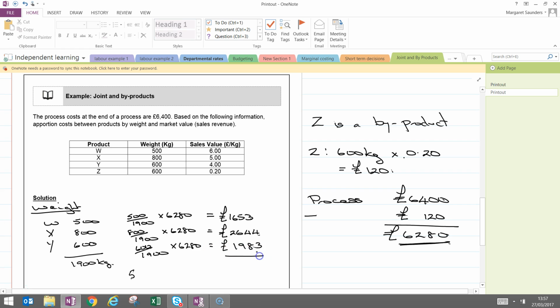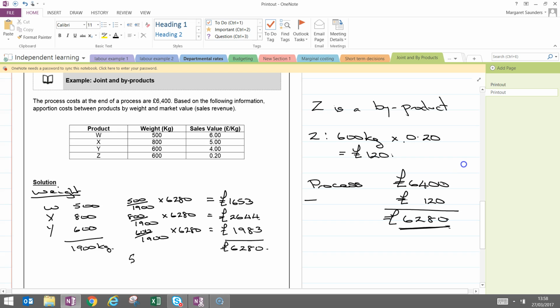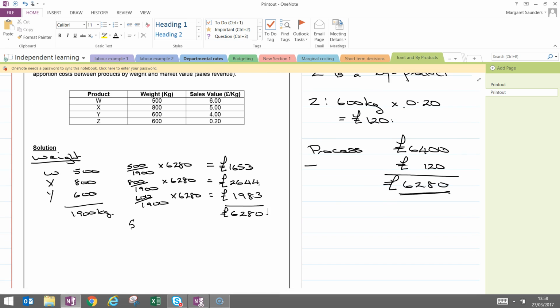So if we just check, all of that should add up to 6280. So we've not needed to work out a cost per unit as we have done in the past. Instead, we have the total costs of our three products. And if we were to put this into a process account, it would look something like this.